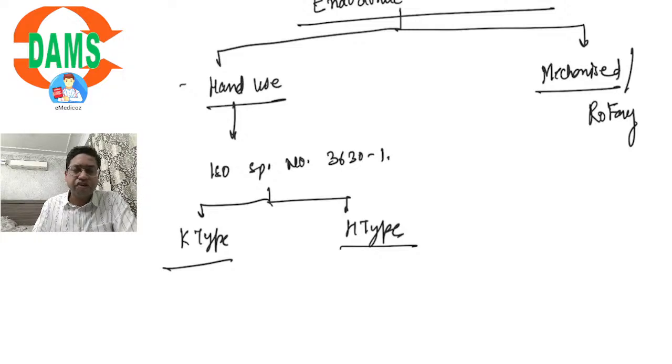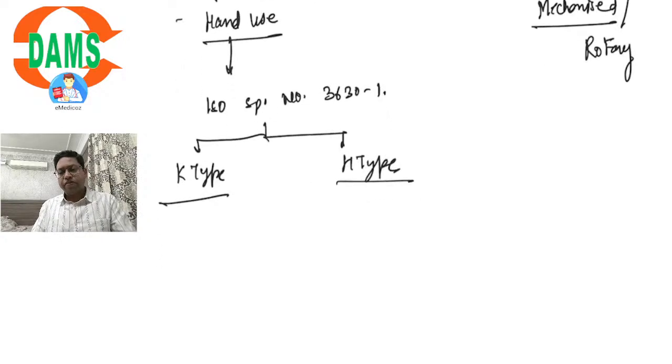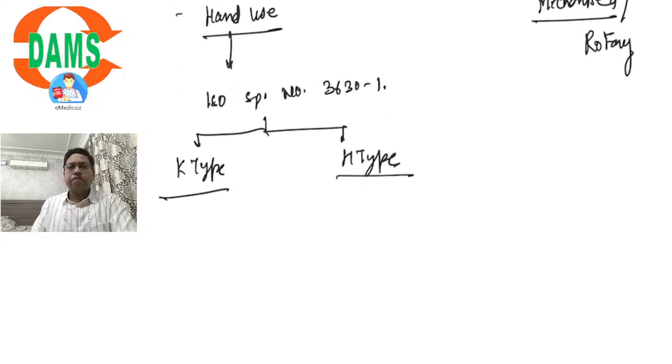The K-type and the H-type instruments. And these instruments follow certain standardizations, whether they are K-type or H-type instruments. Have you ever given it a thought why they are called K-type instruments?